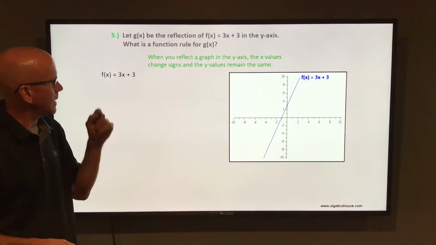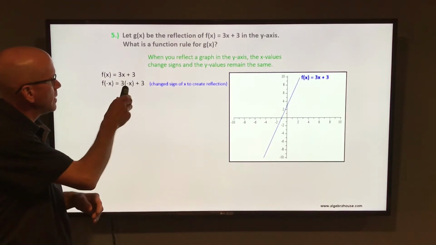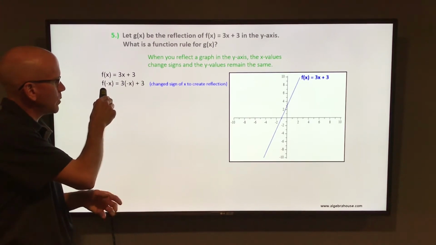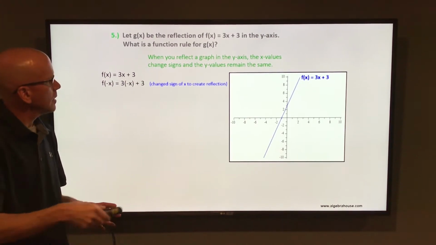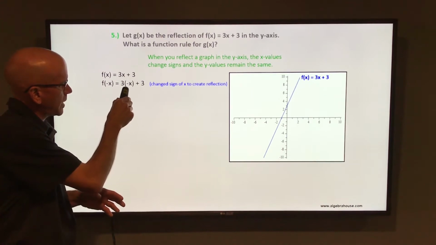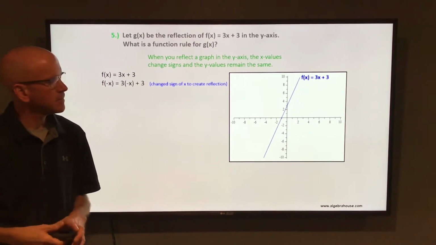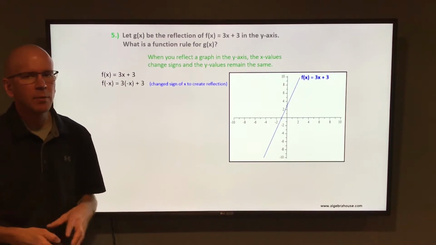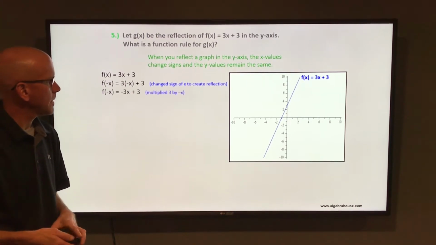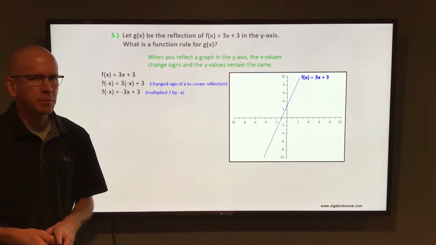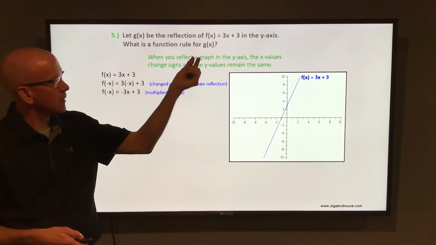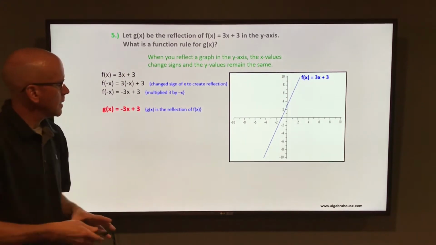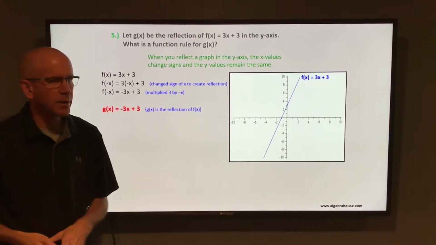So that x is now going to become negative x. You might write this as going from f(x) to f(-x). The x value changes from positive to negative or negative to positive. In this case, it's positive, so it's becoming a negative x. So now we have 3 times negative x plus 3, which ends up being -3x + 3. So when you make that reflection over the y-axis, the new function is g(x) = -3x + 3.